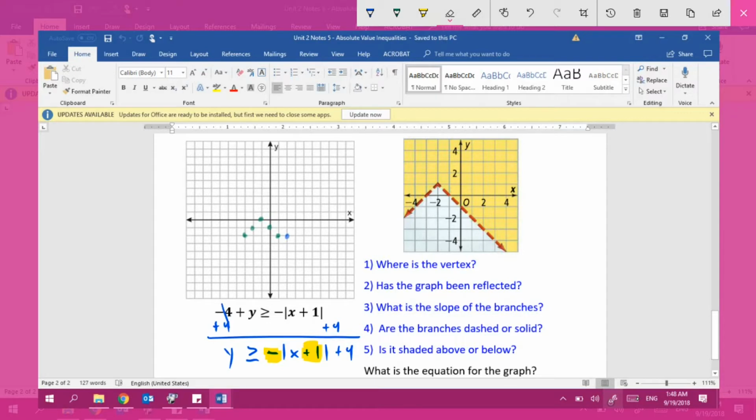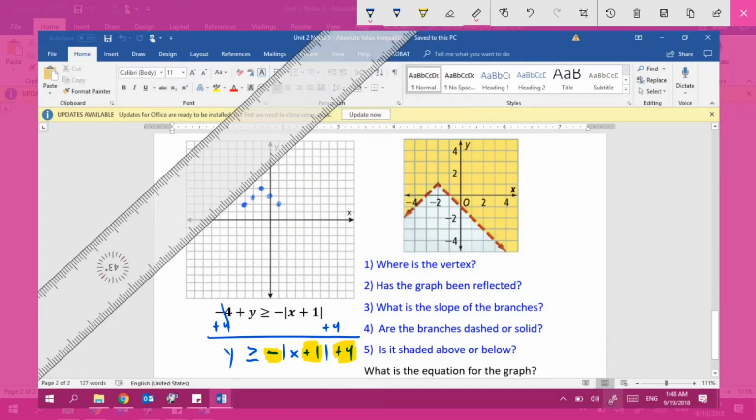I'm just going to be switching colors here to show my steps. And finally, I've got the +4 on the outside, which tells me to shift up 4 spaces. So I'm going to go up 4 spaces. 1, 2, 3, 4 right here. 1, 2, 3, 4. 1, 2, 3, 4 right here. Here, here, and here. So that is where my final points would be. And then I just need to connect it to draw my actual graph.